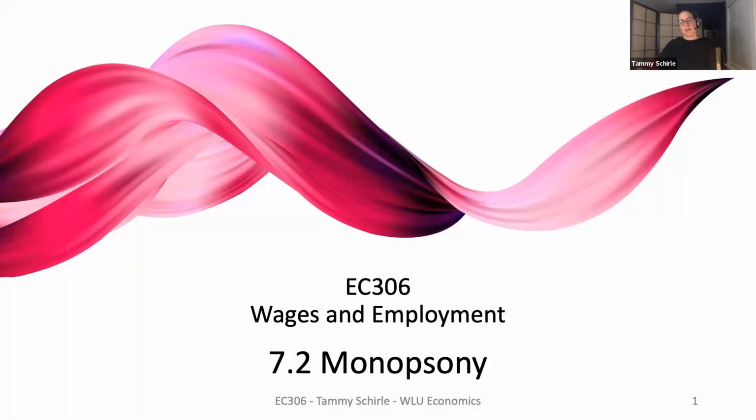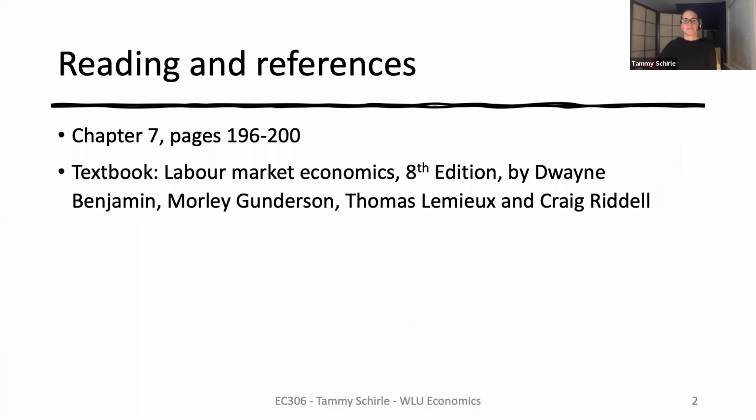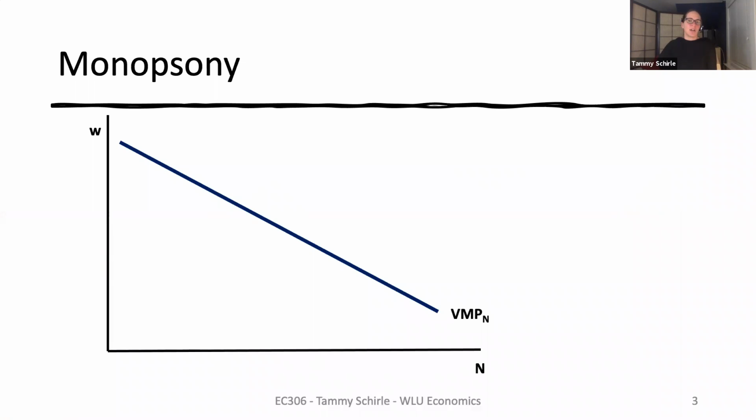Today we're going to look at labor markets that are not competitive, which are known as monopsonies. For reference, you should pair this video with readings in Chapter 7 of your textbook. A monopsony occurs where a single firm holds market power. For example, if they were the only employer in town.